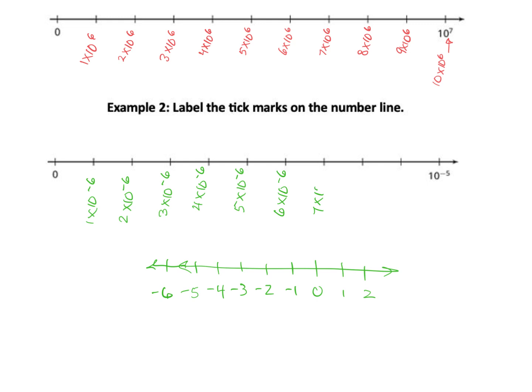We have 7, 8, 9, times 10 to the negative 6. And then technically we have 10 times 10 to the negative 6. And if we think about what we did last week, that's technically 10 to the 1 times 10 to the negative 6, and we added those exponents together. 1 plus negative 6 makes negative 5. So keep that in mind, we're doing number line kind of stuff.